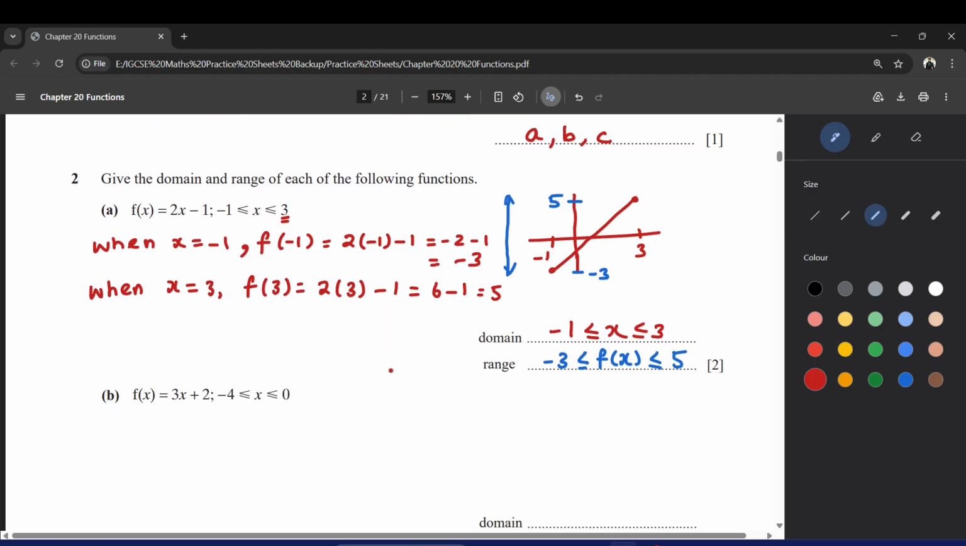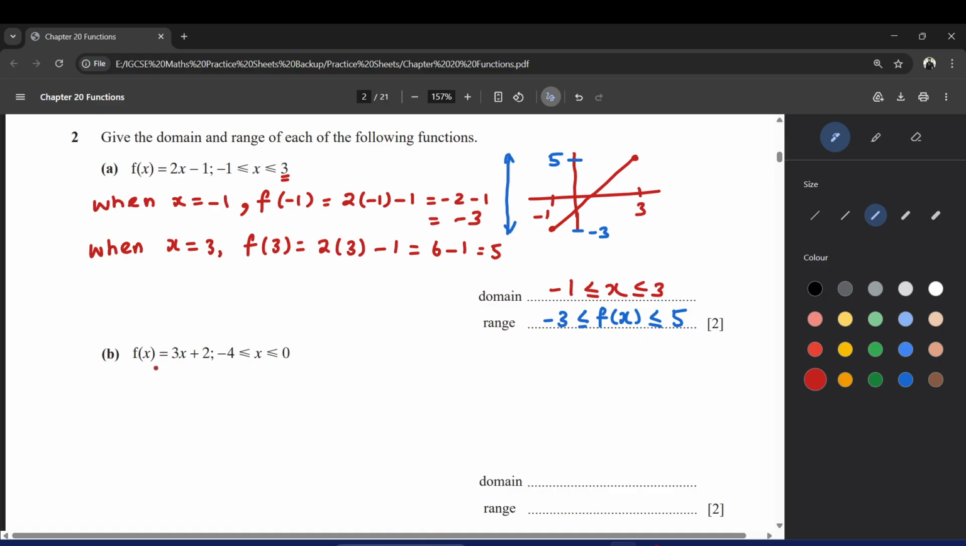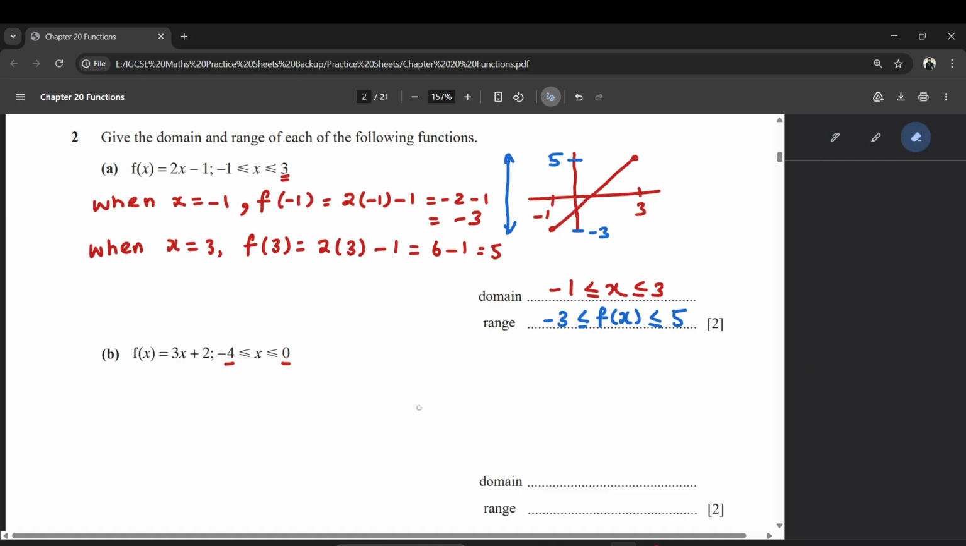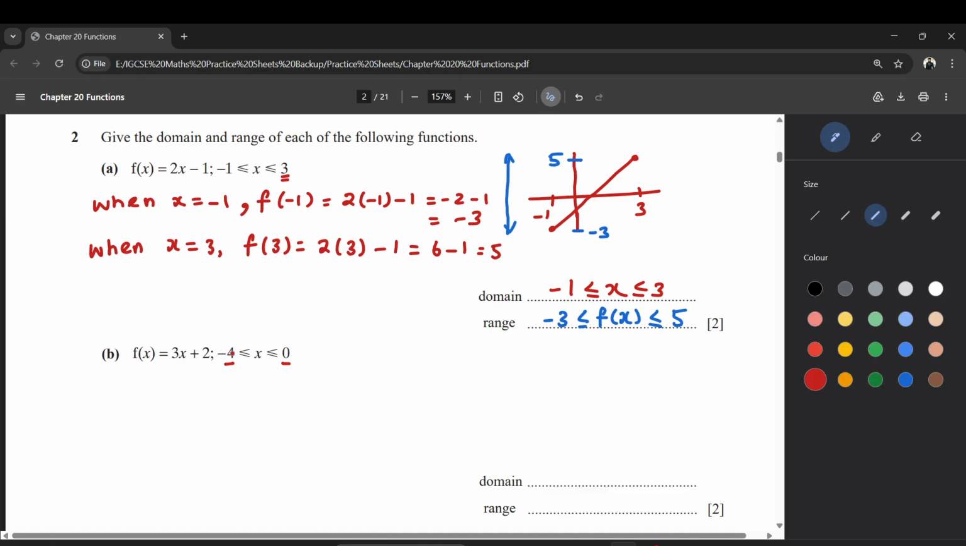Okay. All right, part B is f of x equals 3x plus 2. And the values of x given are minus 4 and 0. So these are the boundaries. We can say that x is between minus 4 and 0. Again, this is going to be a straight line graph like this. So I have to just find out what is the y value over here and what is the y value over here. So we just plug in the values. So now you will get an idea that for straight line graphs, all you have to do is just plug the boundary values into your function.